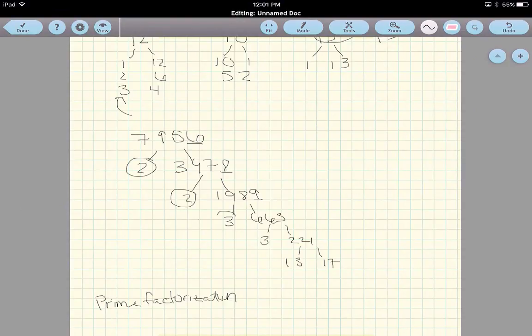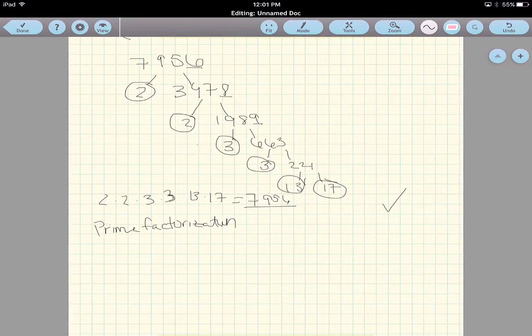So our prime factorization of the number 7,956 is 2, 2, 3, 3, 13, and 17. If we were to multiply these numbers together, 2 times 2 times 3 times 3 times 13 times 17, we should get 7,956.